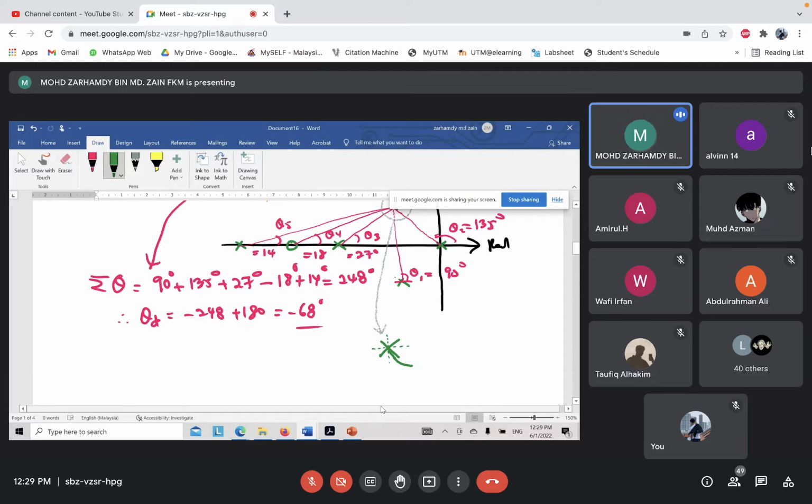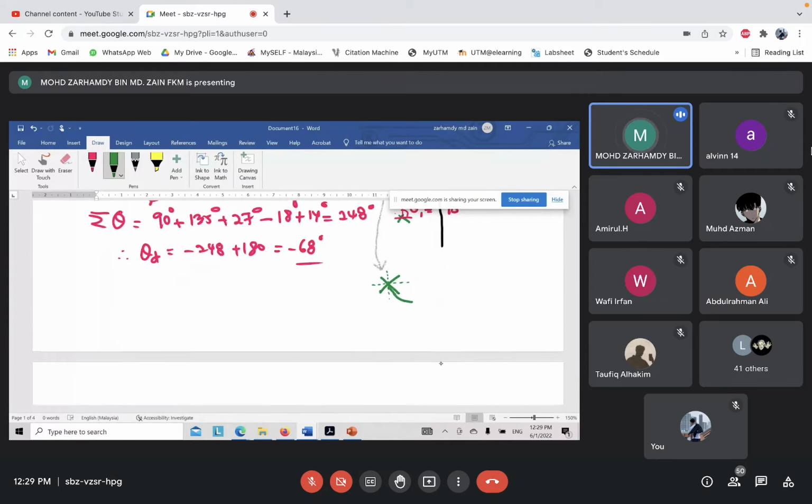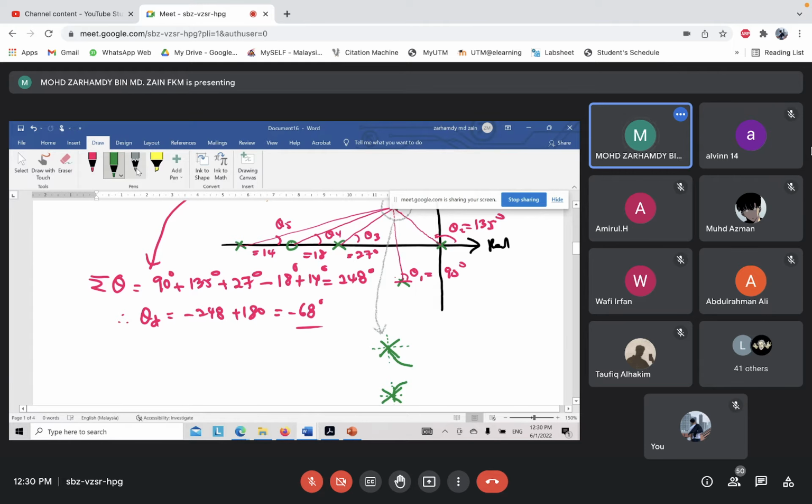And then, jap, mana pula? Ini opposite. If this is negative 68, then its partner, the mirror, adik-beradik ni, must be positive 68. So 68, kalau saya buat ni, it will go 68 here. Okay, so we have negative 68 and positive 68.